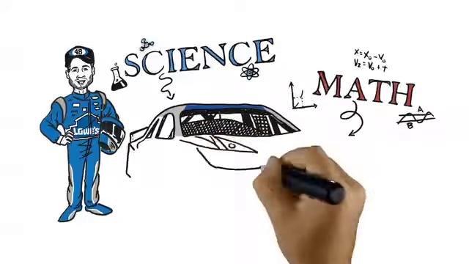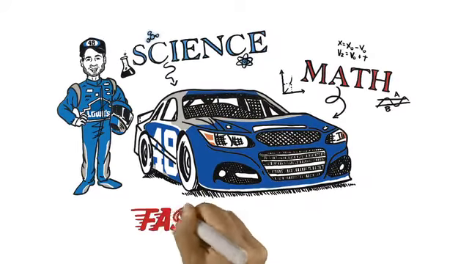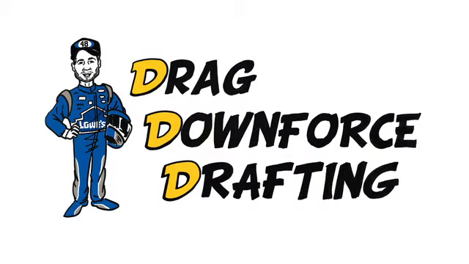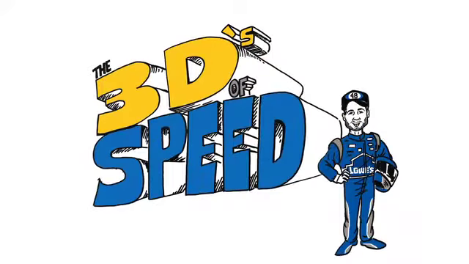Science and math are two of the most important parts of NASCAR racing. They help us understand how to make our cars as fast and as safe as possible. Three of the most important concepts in racing are drag, downforce, and drafting. Together, they'll make up the 3 Ds of speed. They'll show us how the science of aerodynamics helps NASCAR drivers attack the track at over 200 miles per hour.